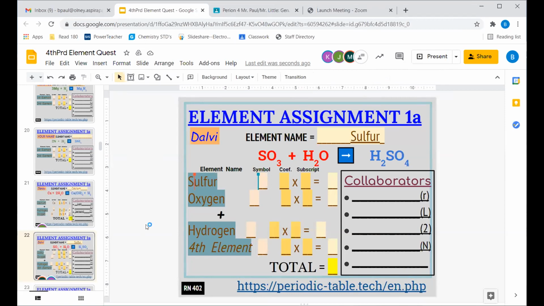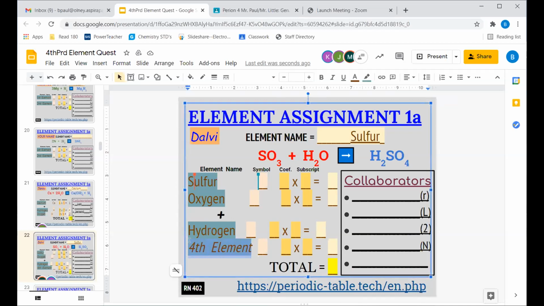Dalvy, where are we going from here? Mr. Paul, can Dalvy appoint a second lead if he wants? What do you think about that? Well, you can, but he's asking Alex for the fourth element. Right. Alex? Oxygen. Okay.